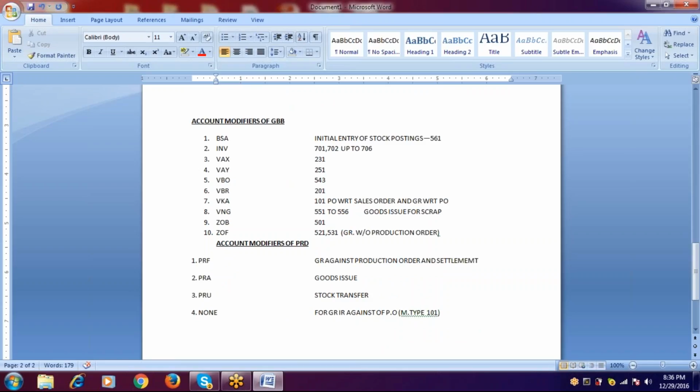Have you heard of this one at any time? KON. Is it for production order, sir? Now it wasn't for the account modifiers. Let's see. This is also an account modifier: account modifiers for KON. The GBP is for goods, the PRD is for price difference, and the KON is for production. That means it will come for the PP.